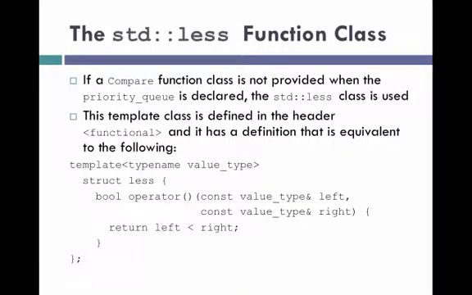And if a compare function class isn't provided when the priority queue is declared, then the standard less than class is used. And this template class is defined in the header, functional, and it has a definition that's equivalent to the following. So we have less, which is a template class. It has a Boolean operator that takes 2 constant references, left and right. And it returns a result of left if left is less than right.